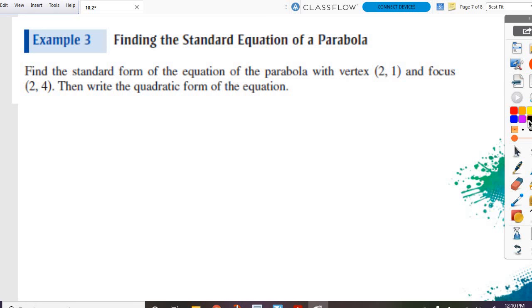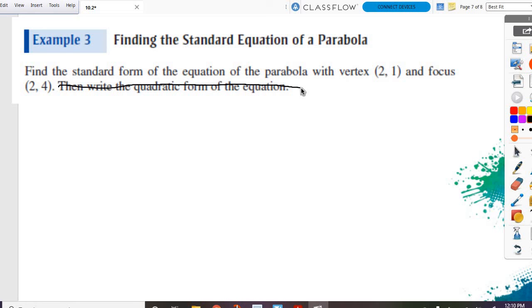So let's look at one last example. This one says, find the standard form of the equation of the parabola with vertex 2, 1 and focus 2, 4. Then write the quadratic form of the equation. I'm not really worried about this last part, because basically all you have to do is multiply it out, okay? Most of the time we're not going to want to put it back in quadratic form, so we're just going to do the first part.